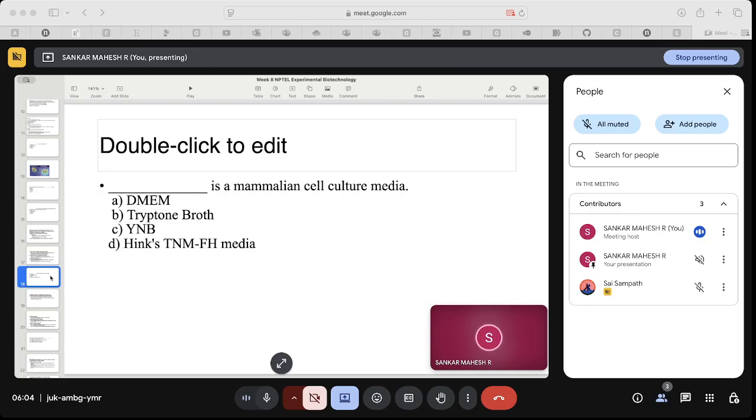And the next one is a mammalian cell culture media. We have four options: DMEM, tryptone broth, YNB, Hinks TNMFH media. You can take a couple of minutes to think about this and then we'll come back to this.